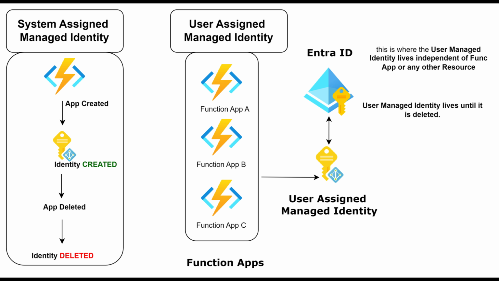Azure gives you two types of managed identity. System-assigned managed identity is born with the resource and dies with the resource. You delete the function app, the identity disappears. That's convenient, but it makes identity disposable. And that's a nightmare for enterprise governance.